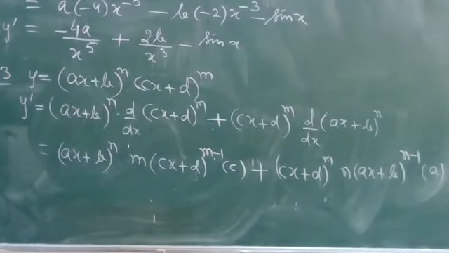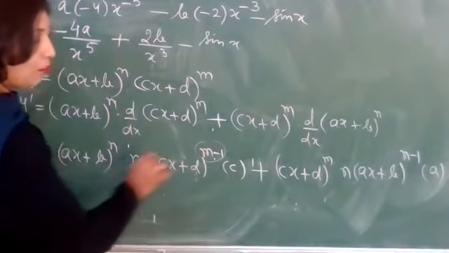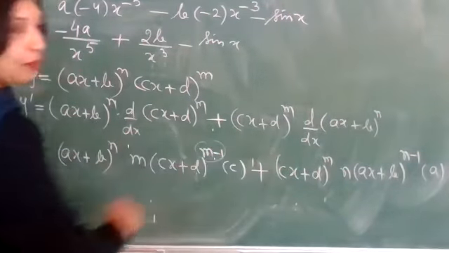Let's go. We can take some powers common, right? We can take some factors common. So let's see what factors can be taken common. We can always take the least powers common. So the least power here is m minus 1, and here it is m.